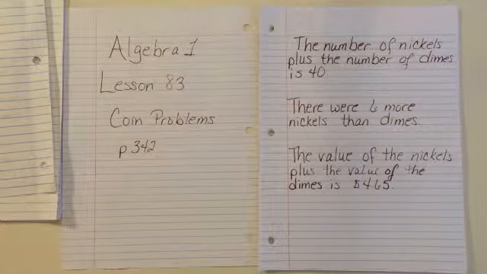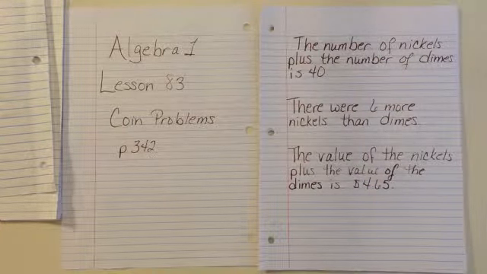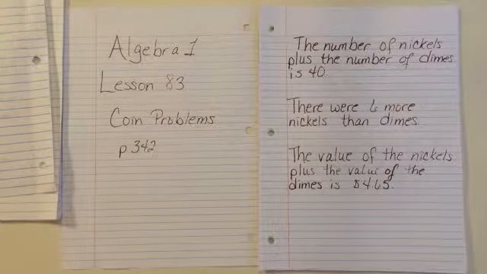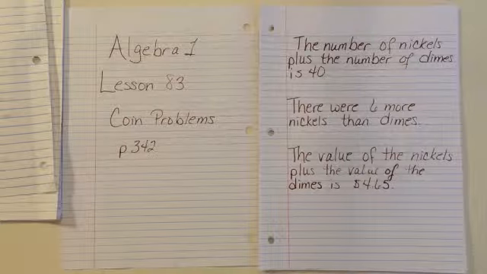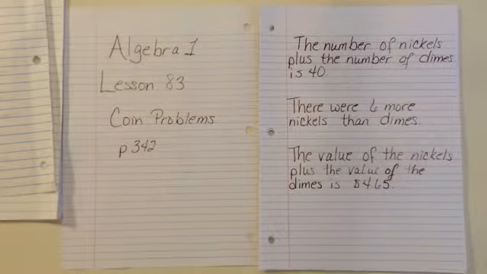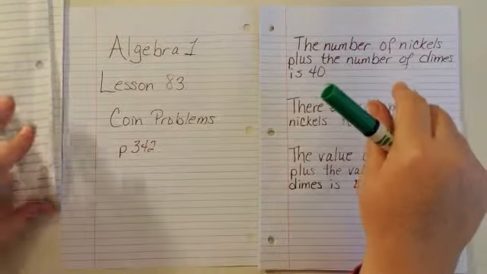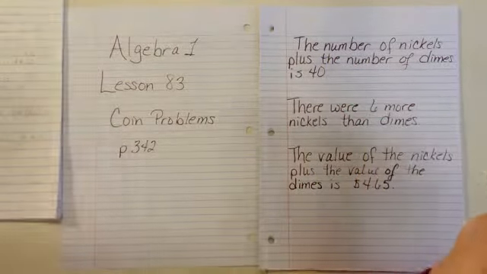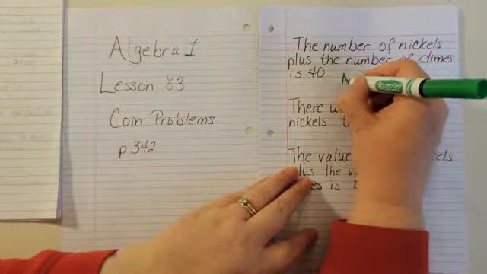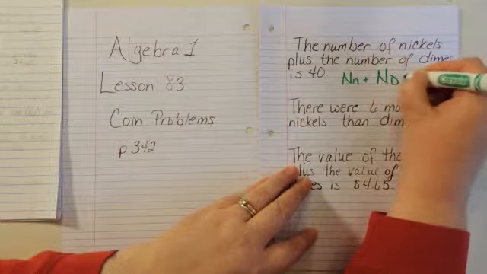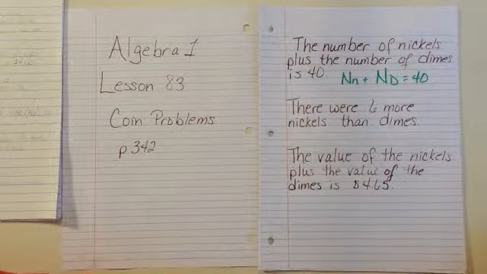We're going to start by reading the word problems and finding statements about quantities that are equal. Each word problem about coins will have statements about the number of coins and about the value of the coins. So if a problem says the number of nickels plus the number of dimes is 40, then we can write number of nickels plus number of dimes equals 40, right?